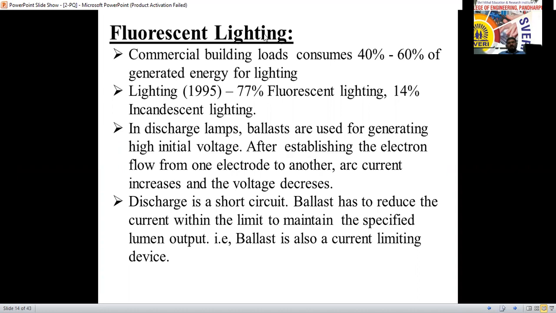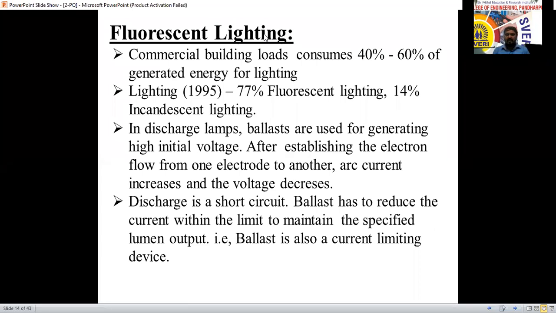Now the CFL or fluorescent lamps are being replaced by LED. Almost in the residential area we have replaced them with LED, but the commercial buildings are not doing that, because the fluorescent lamp is going to give efficient light over there.